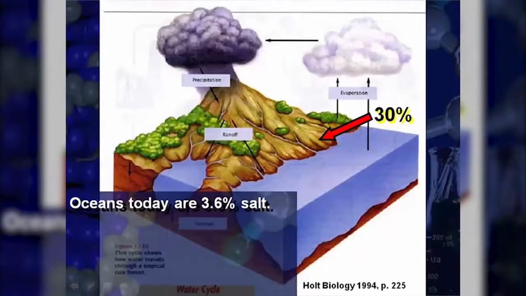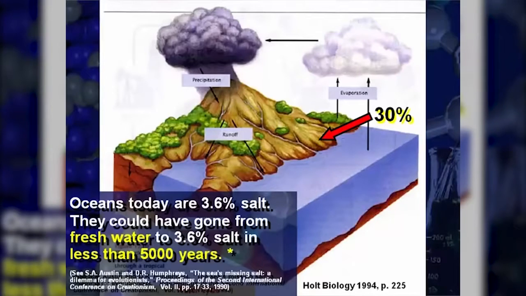When it rains, 30% of the water runs into the ocean, bringing with it mineral salts. The oceans are getting saltier every day. Today, they are 3.6% salt. They could have gone from fresh water to 3.6% salt in less than 5,000 years. If the Earth were millions or billions of years old, the oceans would be much more salty.